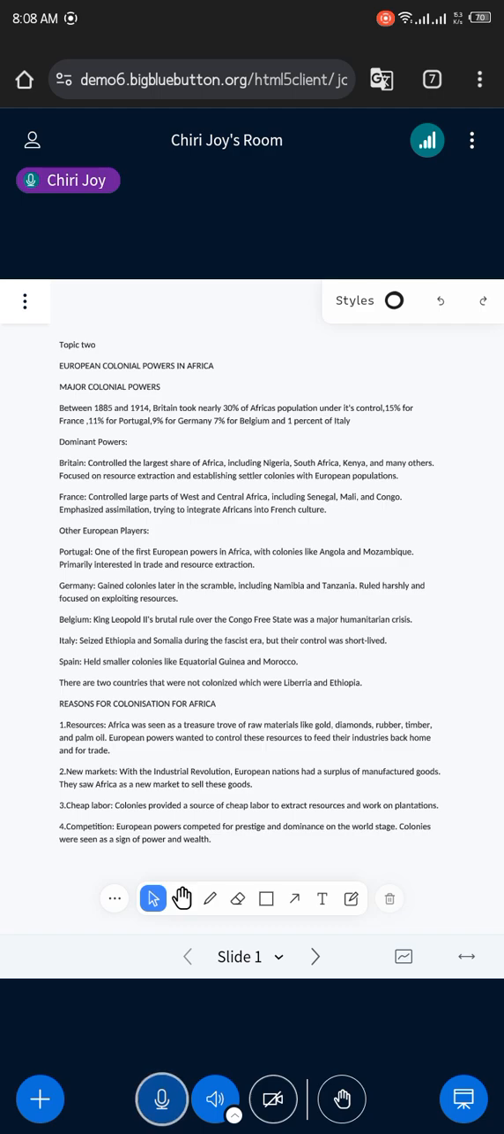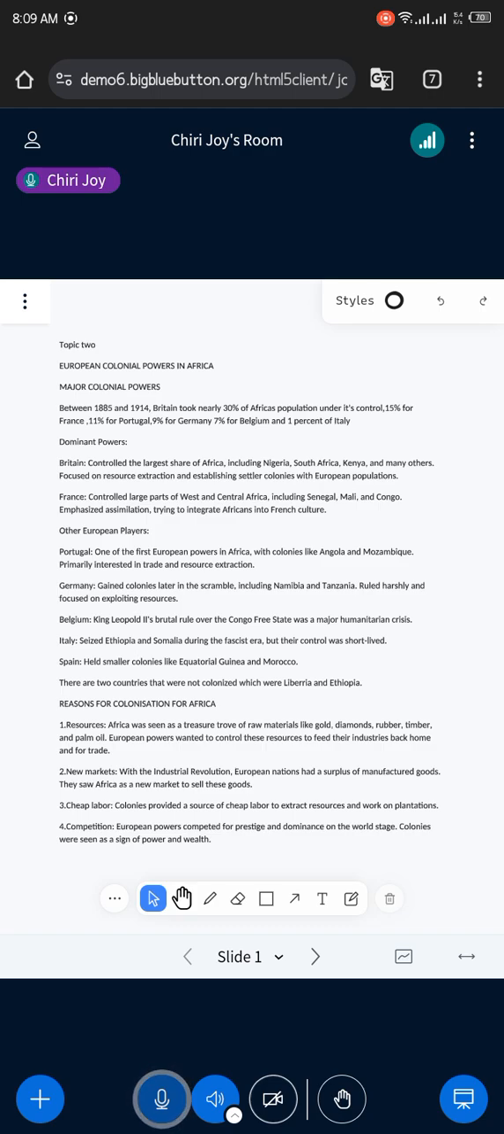into French culture. Other European players included Portugal, one of the first European powers in Africa, with colonies like Angola and Mozambique, primarily interested in trade and resource extraction. Germany gained colonies later in the scramble, including Namibia and Tanzania, ruled harshly and focused on exploiting resources.